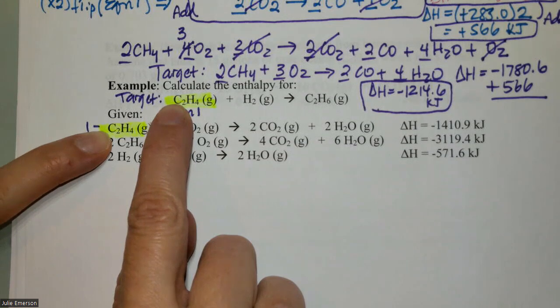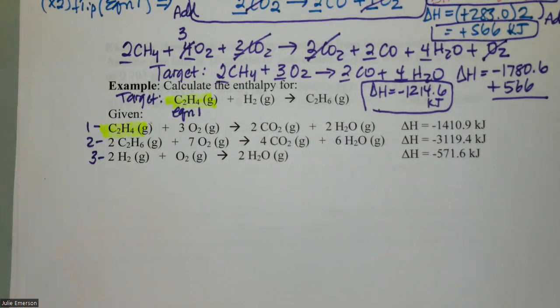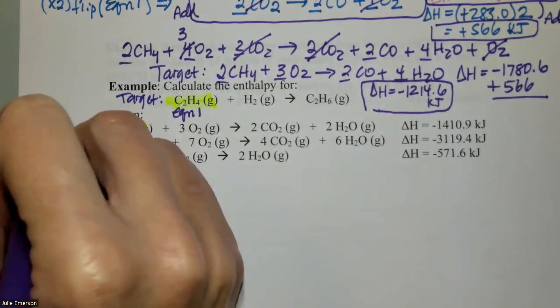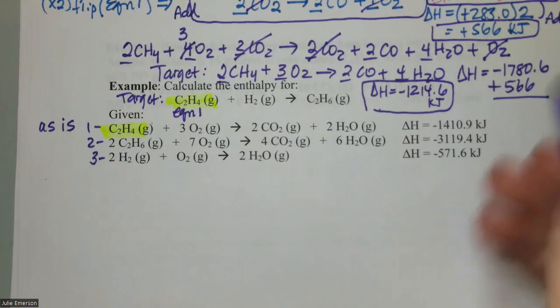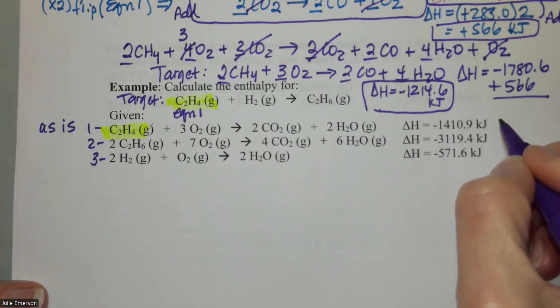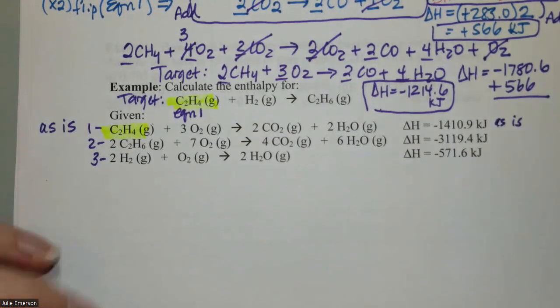So we don't need to do anything to equation 1. I'm just going to write a little note. Equation 1, we are going to leave it as is, right? And then that means that delta H value won't change. So the delta H of negative 1410.9 is also just going to be as is.